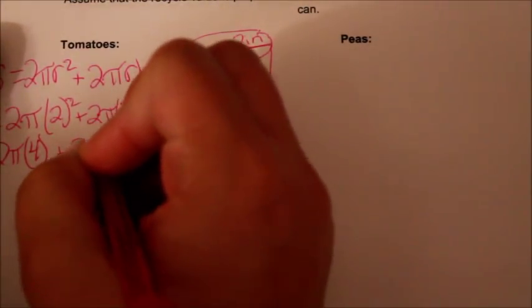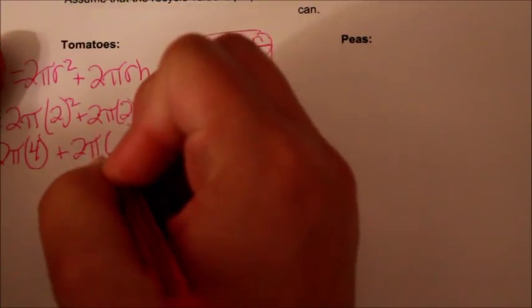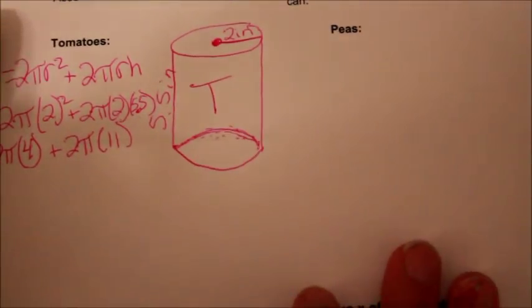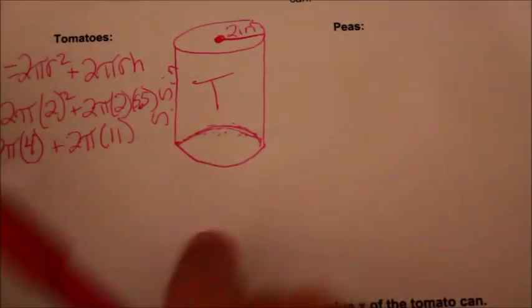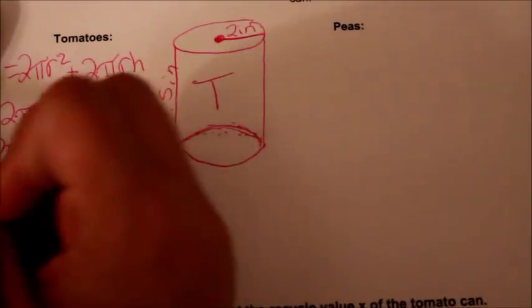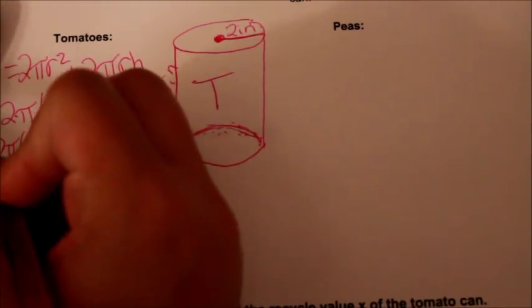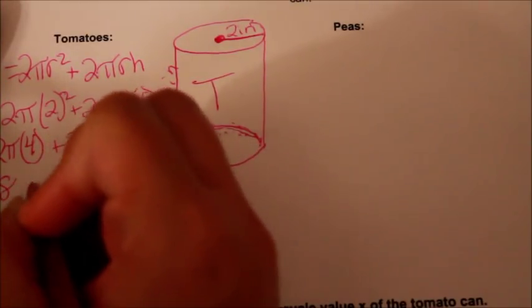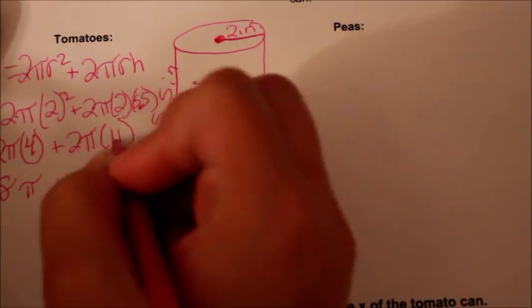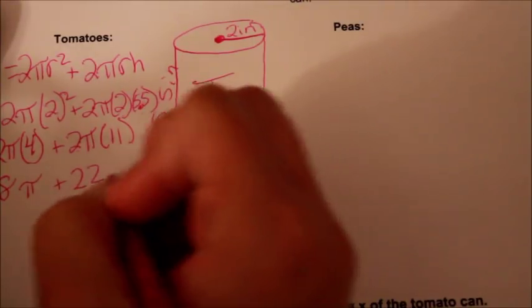So we still have our 2 pi out front. 2 times 5.5 is going to equal 11. Now we're going to multiply. Because it's multiplication, we can change the order and it's still going to be the same. So you can say that the numbers we do know are 2 times 4 times pi plus 2 times 11, which is going to be 22 times pi.